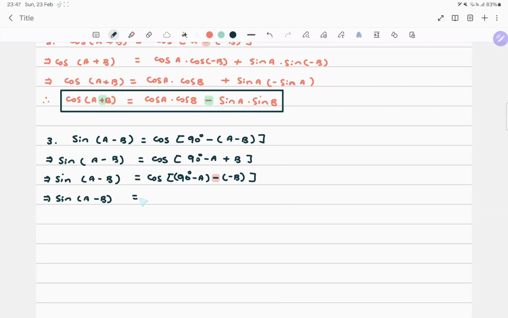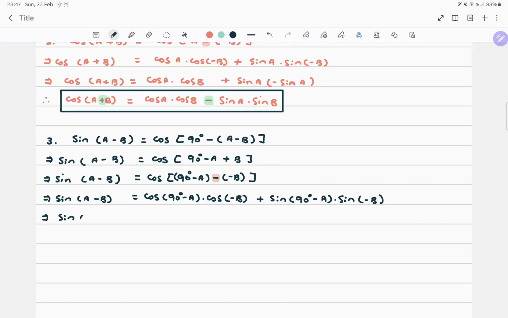Sine of A minus B is going to be cos of the first angle, 90 degrees minus A, times cos of the second angle. Then the sign becomes a plus. Sine of the first angle times sine of the second angle. Great.